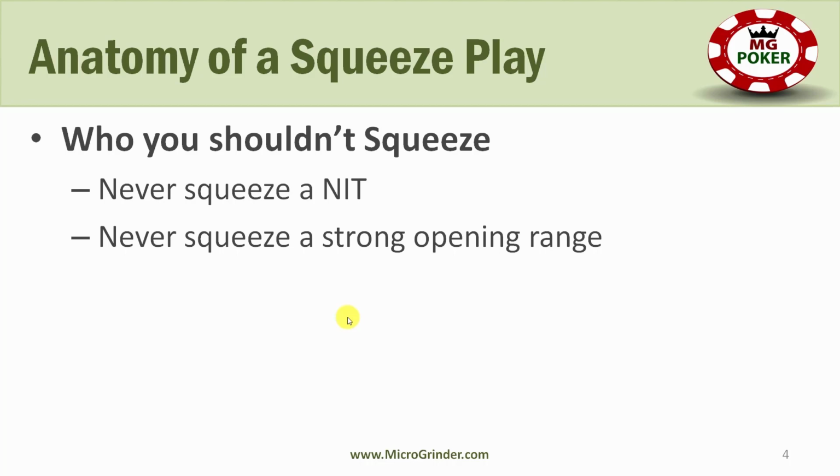And typically that's somebody that's opening in early position, that's a tag, or a nit that's opening in any position, or a loose passive opponent that is raising pre-flop but has HUD stats where their pre-flop raise stat is something like 12%. So anybody that is opening a strong range, you don't want to squeeze them, because their strong range is going to play well against your 3-bet. And if they call you, then you lose your card advantage.